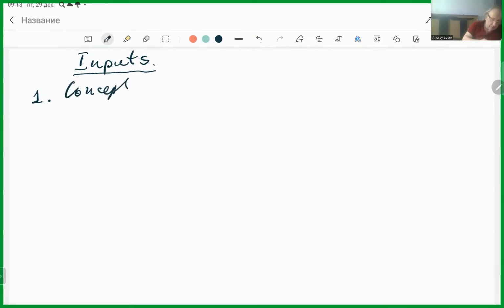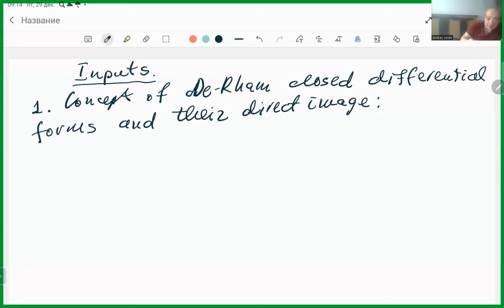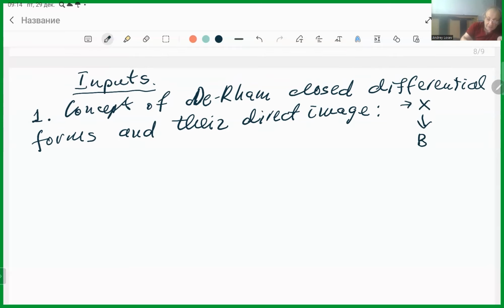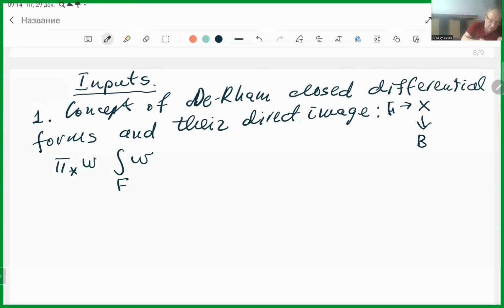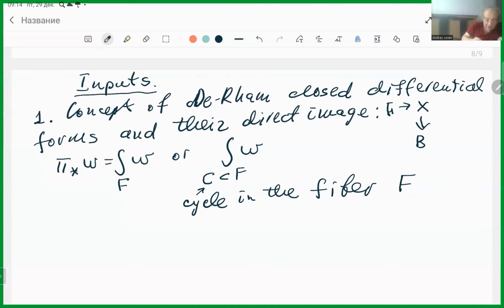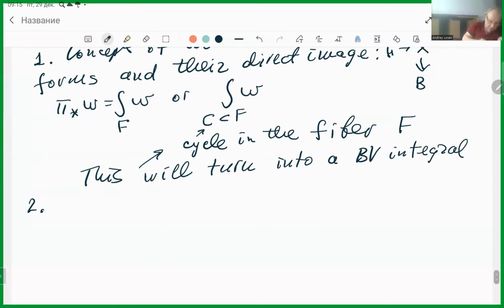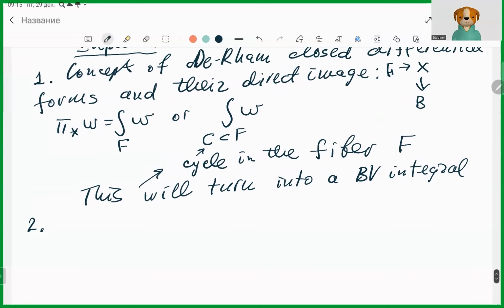Input one, the concept of, okay, I'll call them de Rham closed differential forms, and their direct image. If we have X over B, and here we have a fiber F, the direct image of omega is this, or the integral of omega over a cycle in F. Surprisingly, this will turn into a BV integral.